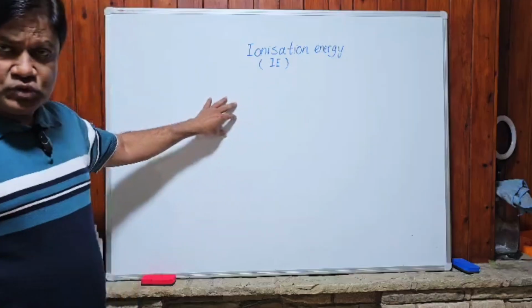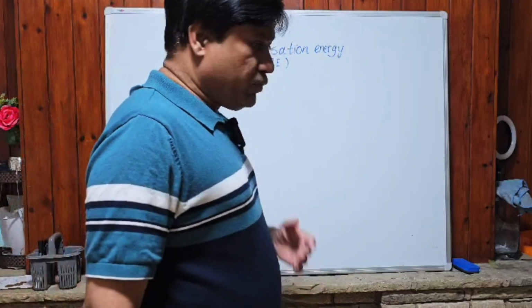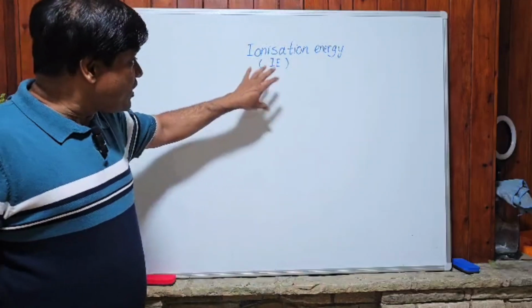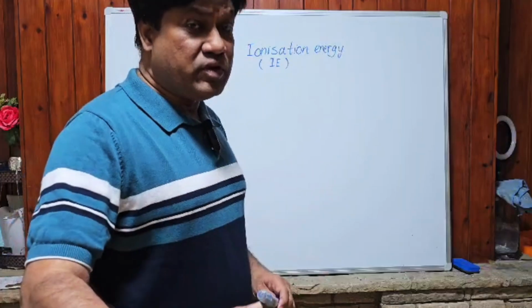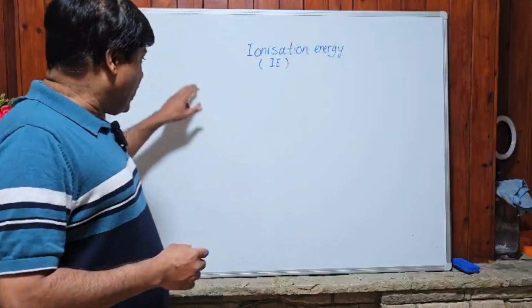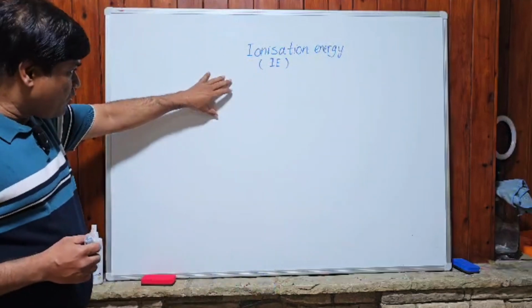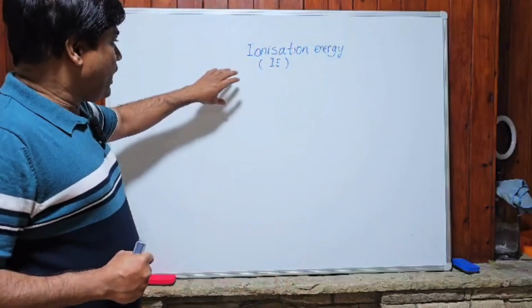Today I'm going to teach you a small concept of ionization energy. You know the trends of the periodic table. This is one of the trends of the periodic table. Trends mean anything which is repeating when we move across the period and down the group. First of all, what is meant by the term ionization energy?